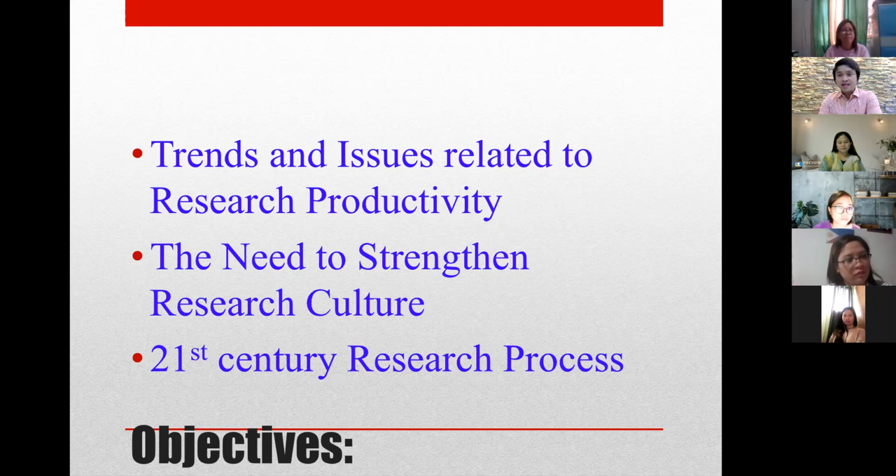So kaya ngayon, ang definition ng blended ay combination ng online and modular. Dapat baguhin ng DepEd yun. Kasi ang definition ng DepEd, face-to-face and online. Wala namang face-to-face ngayon, bawal nga eh. Kaya dapat mabago yung definition na yun.